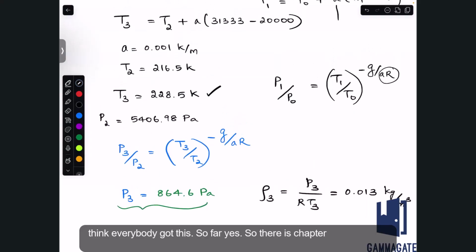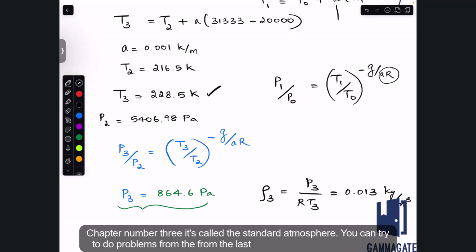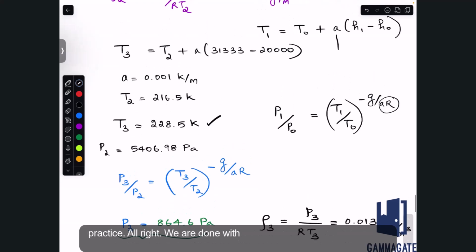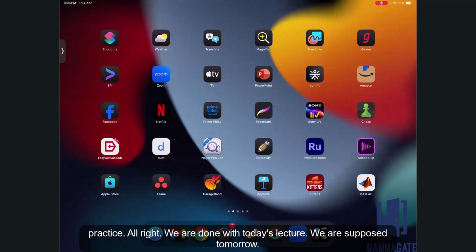So there is chapter number 3 in the textbook that he has done. We have studied that chapter. Chapter number 3, it's called the standard atmosphere. You can try to do problems from there, from the last problems at page number 132. You will find the problems in that textbook. Try to do it on your own, and I will also share a worksheet with you all that you can practice. All right, we are done with today's lecture. We'll meet again tomorrow.